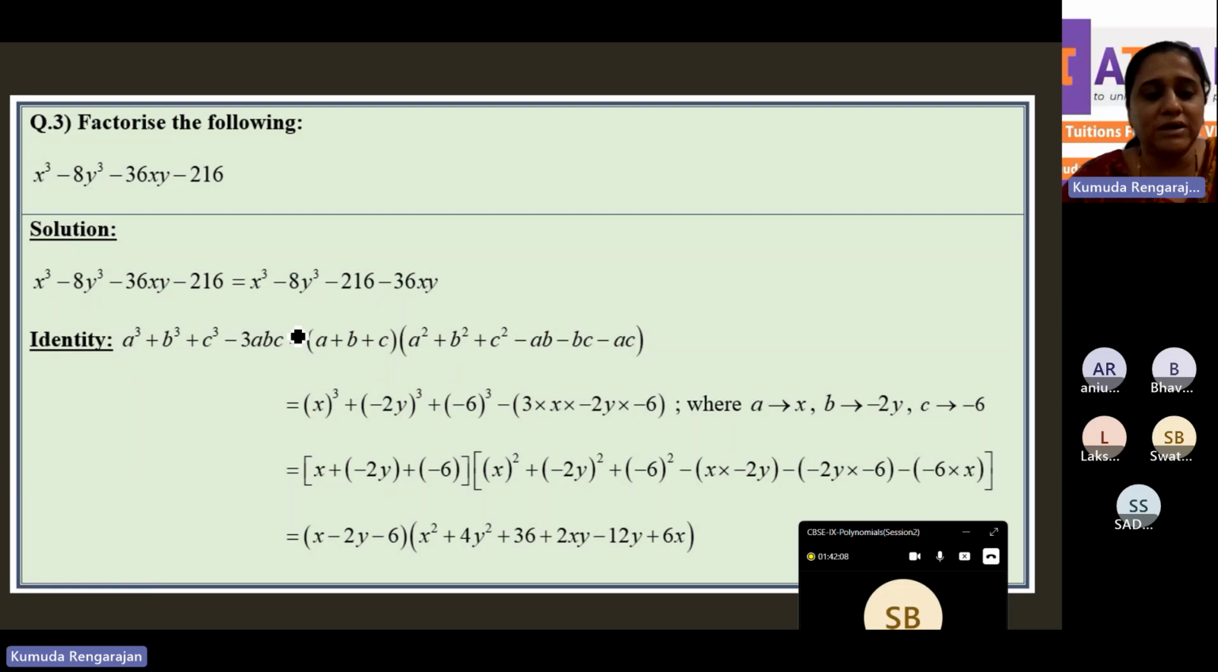Put the connecting signs in the middle. a cube plus b cube plus c cube. Here, a the whole cube plus b the whole cube plus c the whole cube. If there's a minus, put it inside the bracket. Don't put it outside. Outside, you must show the signs in the identity: plus, plus and minus. Minus 3 into a into b into c. So 3 into this is a, this is b, and this is c.